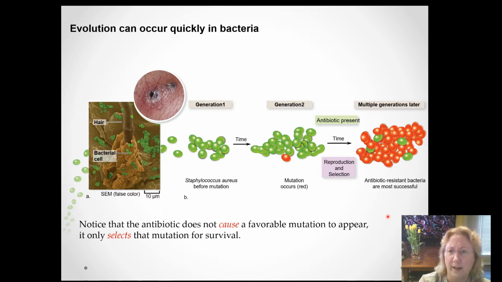So if you have a population of bacteria, just like any population, there's variation. A population, if you have a staph infection in your skin, that population varies in its genetic makeup. And it's possible that a few of the bacterial cells are going to have a mutation that will allow them to survive an antibiotic.